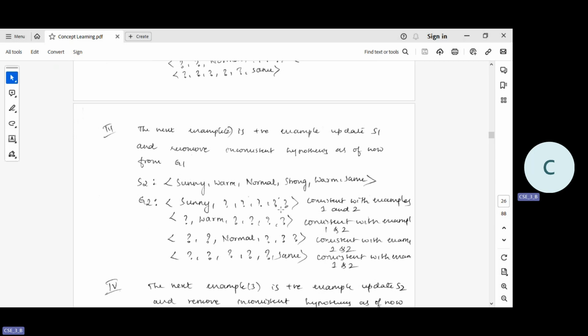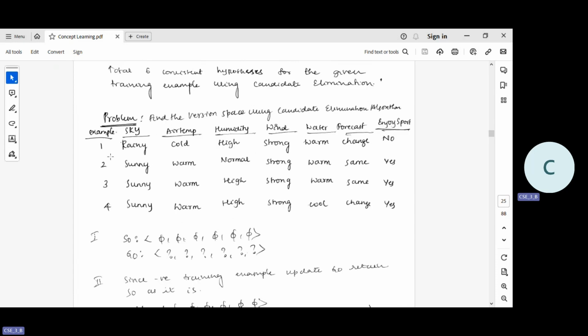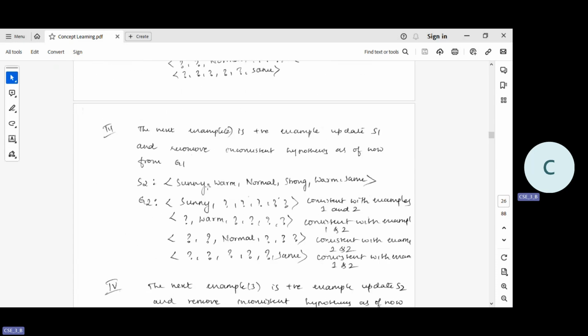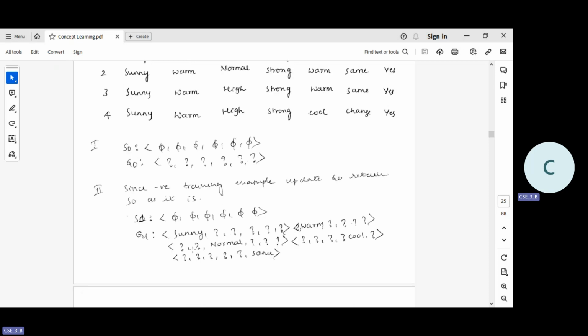Now we have to see whether it is consistent with the training examples as of now. As of now, we have explored only 2 training examples. So we can see here sunny, then all question marks. Go to the first case. There is no match, and the question mark can be considered. But when there is no match and the outcome is no, yes, it is consistent with the first training example.